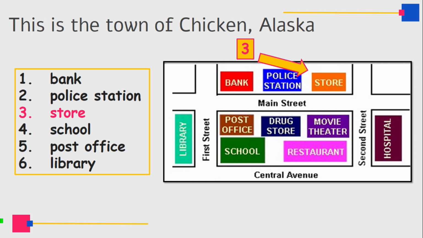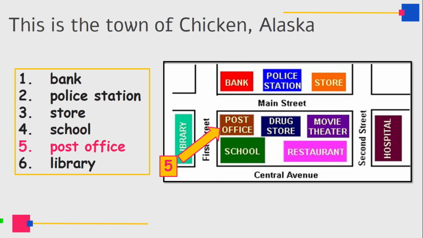Number 3 is the store. Maybe it's an animal store. You can buy fish or you can buy a rabbit. We don't know which store that is. The store is on the corner of 2nd Street and Main Street. Number 4 is the school. The school is near the post office. You see number 4, the school? The school is near the post office.